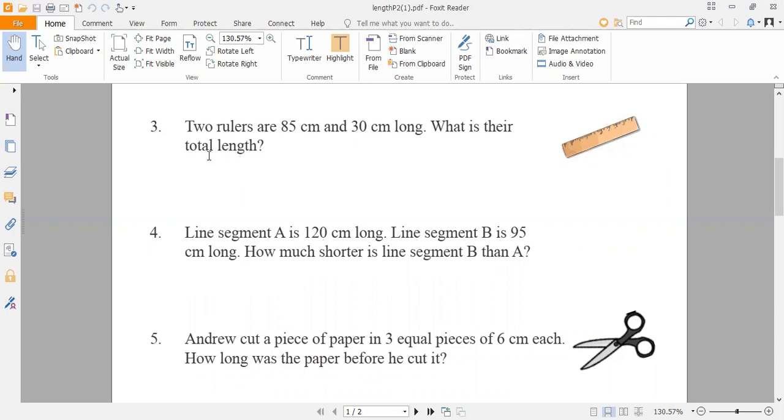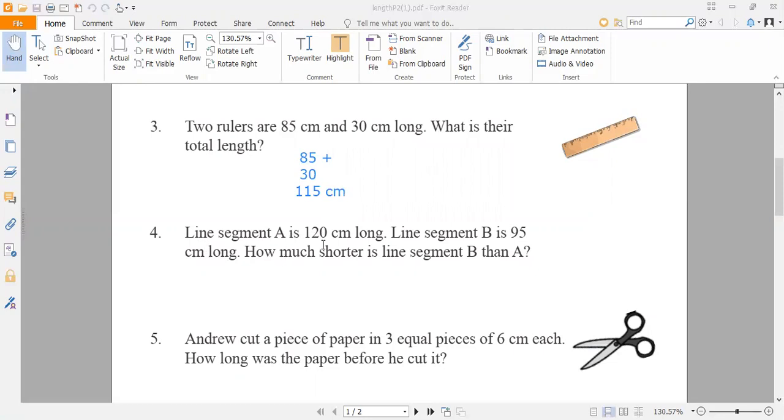So the total length of the two rulers equals 85 plus 30. Okay, here 5 plus 0 equals 5 and 8 plus 3 equals 11. So the total length of the two rulers will be 115 centimeters. Okay.